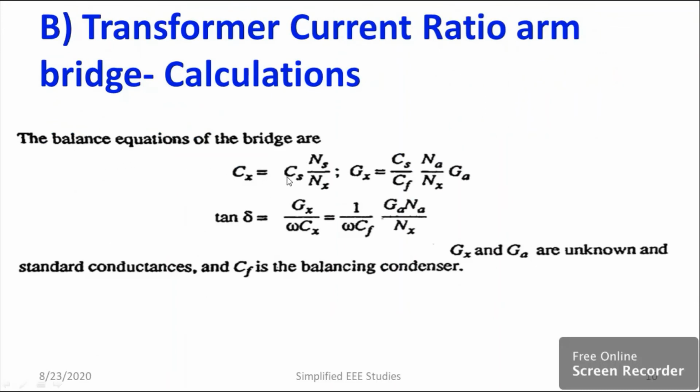That means Cx divided by Cs is equal to Ns divided by Nx. From that you are able to calculate the unknown value of capacitance. That means Cx equals Cs into Ns divided by Nx. You can call this the first equation. Now you can calculate the unknown value of conductance. That means Gx. Gx is given by Cs divided by Cf into Na divided by Nx into Gm. You can note this down as equation number 2.